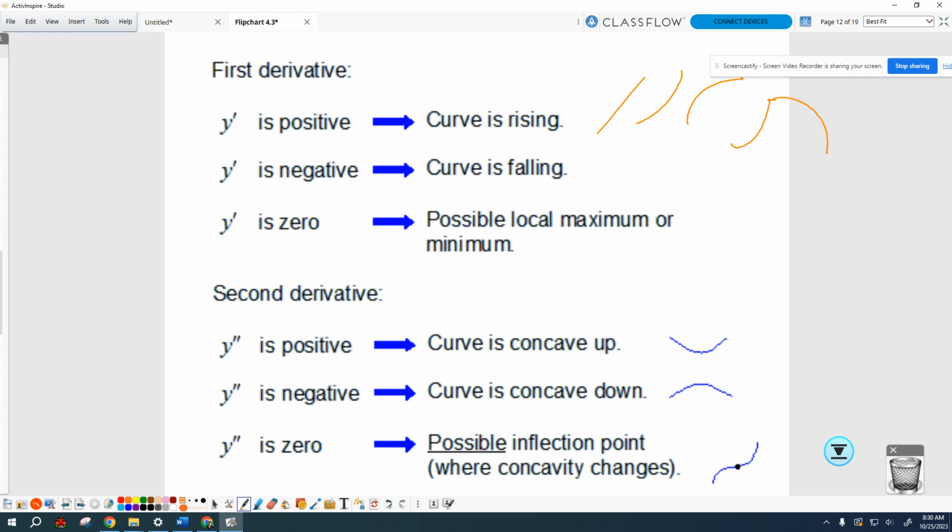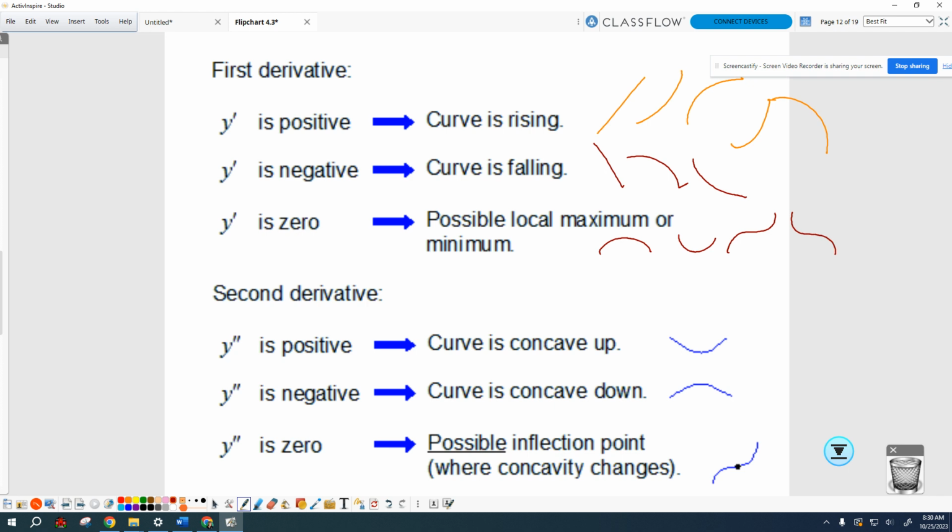Y prime is negative. All right, so that means it's either going down in a straight way, or it's curvy this way, or maybe it's tapering that way. Y prime is 0. Might be a max, might be a min, or maybe an inflection. Or an inflection this way.